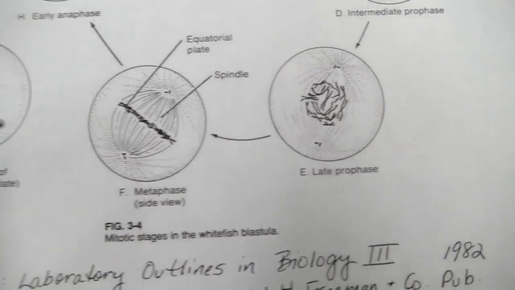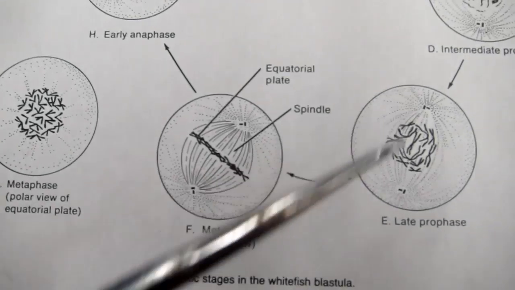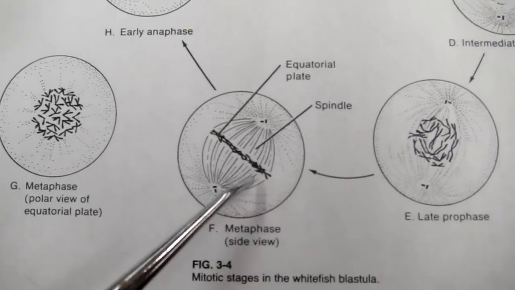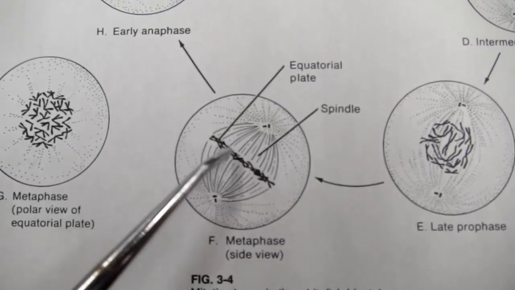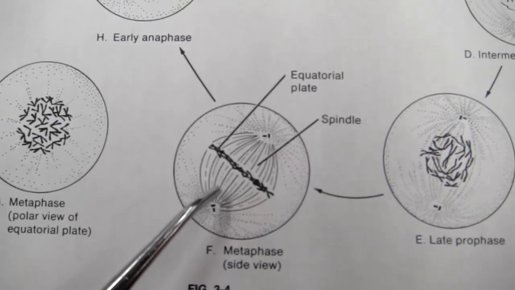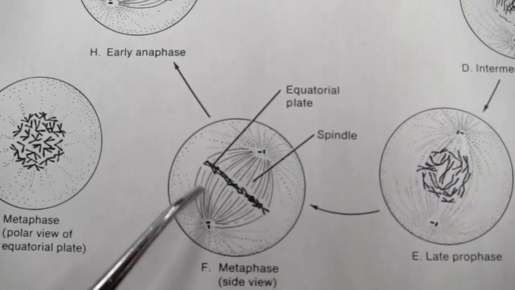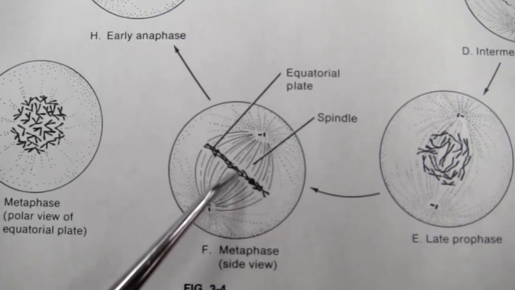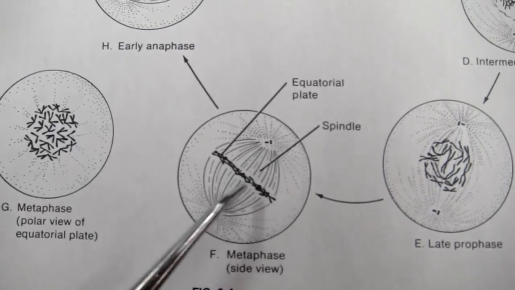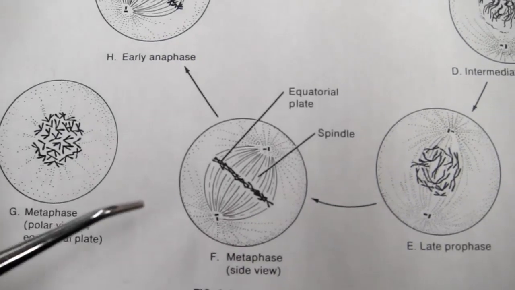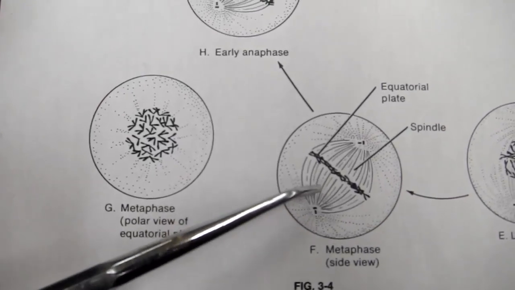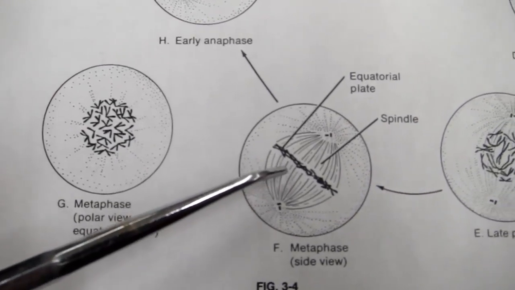Okay? Once we hit the end of prophase, the spindle fibers start pulling on the chromosomes and move them to the midline. Once they're all at the midline, we say that the cell is in metaphase. Okay, and you can see the beautiful spindle that you have here that's extending from the poles and surrounding those chromosomes.